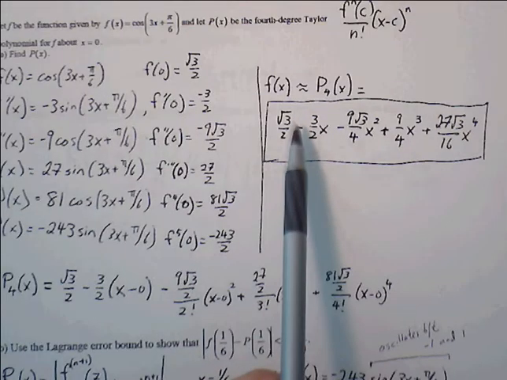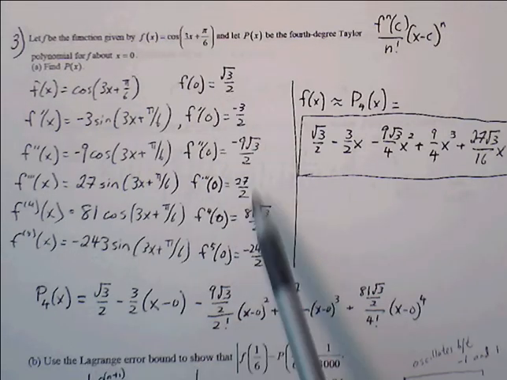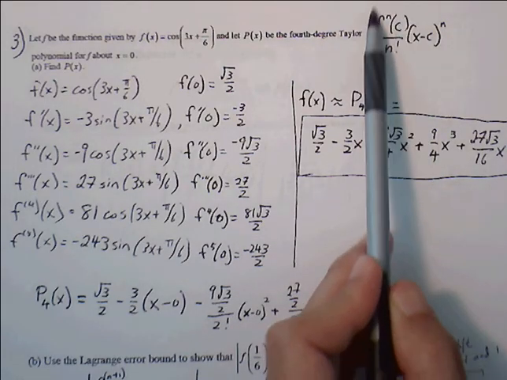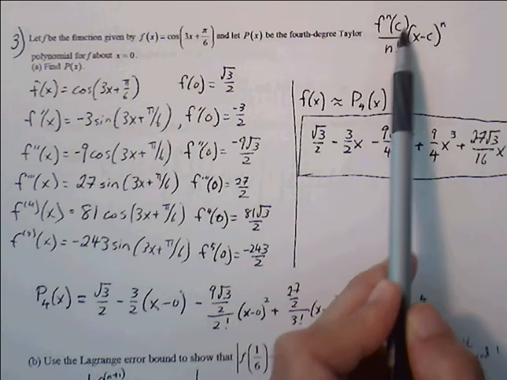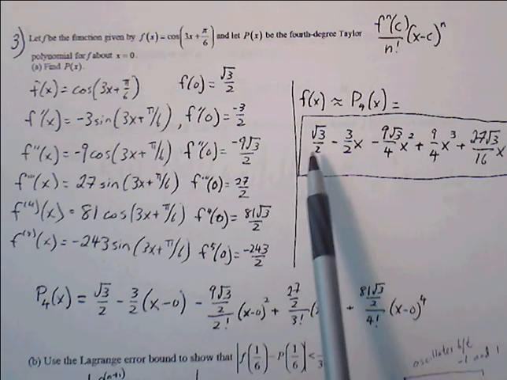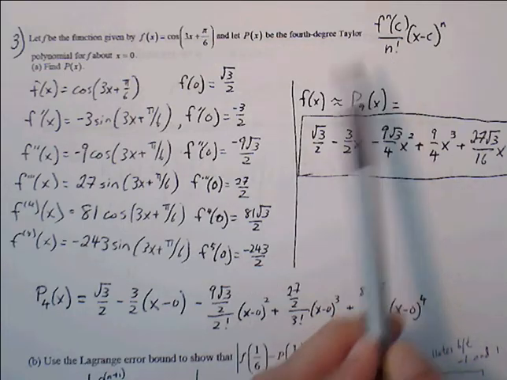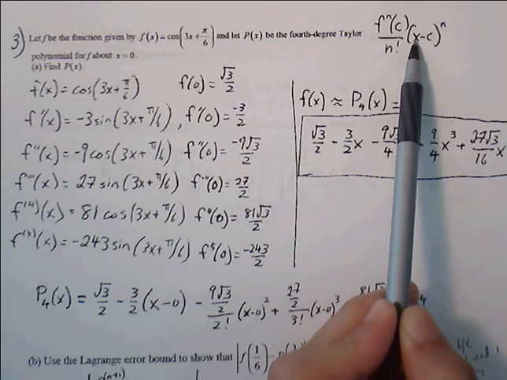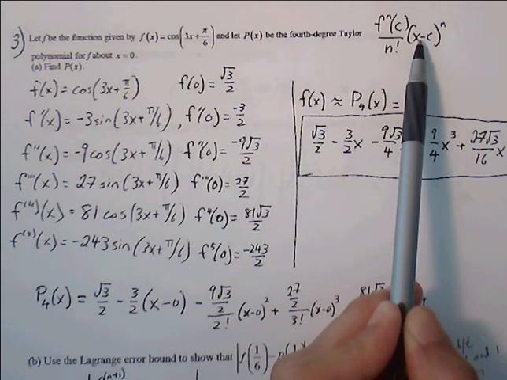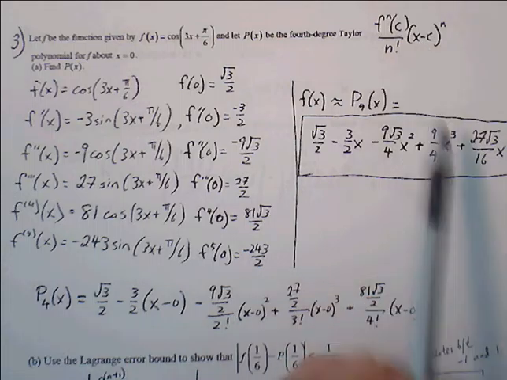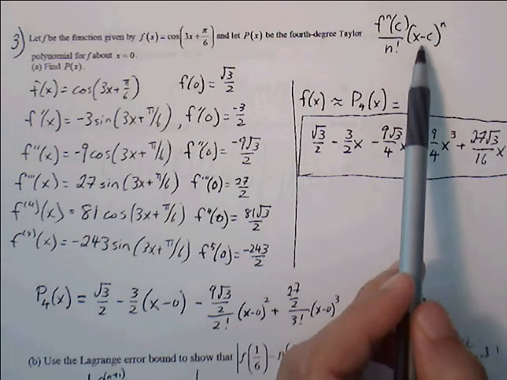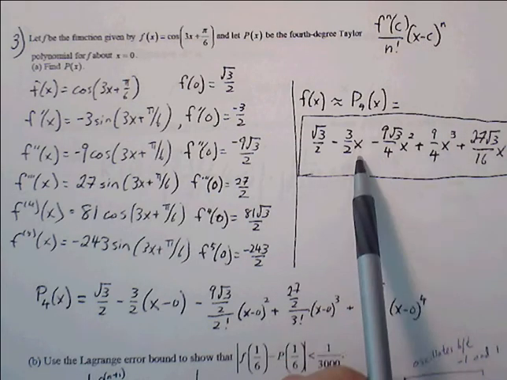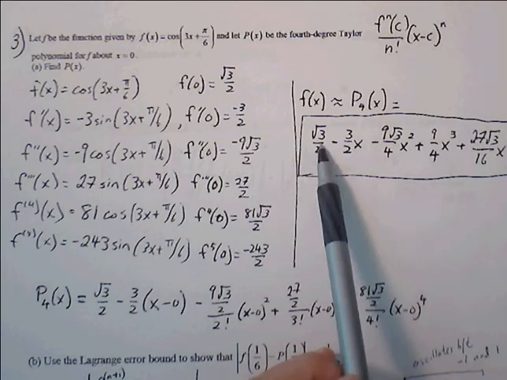So all these terms will just be replacing the numerator of each of the coefficients. The numerator for the first coefficient is root 3 over 2 divided by 1 factorial, so that's not going to change anything there. x will stay, and then the c is going to be 0. So x minus 0 is going to be just x raised to whatever power we're dealing with.